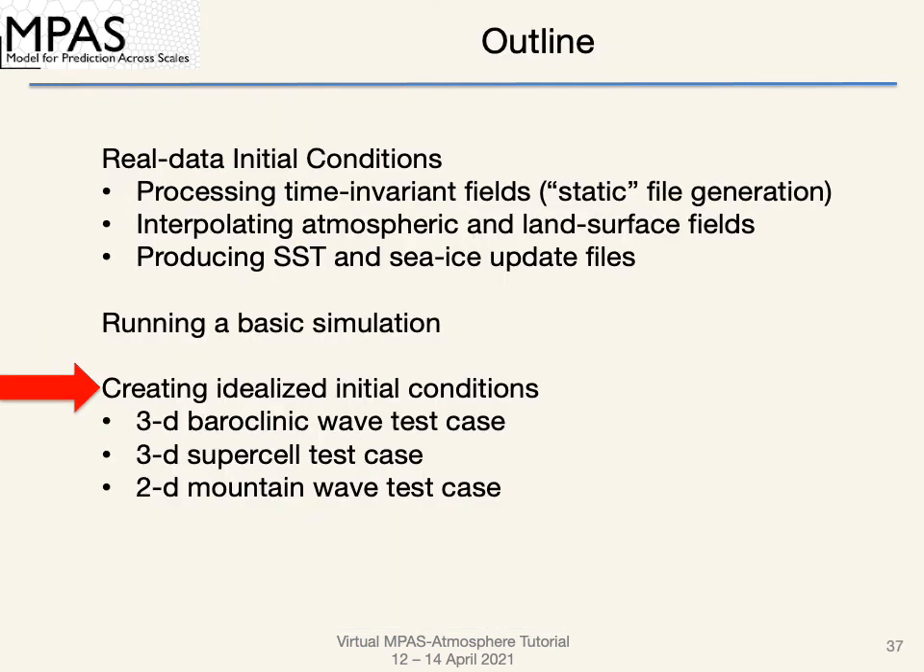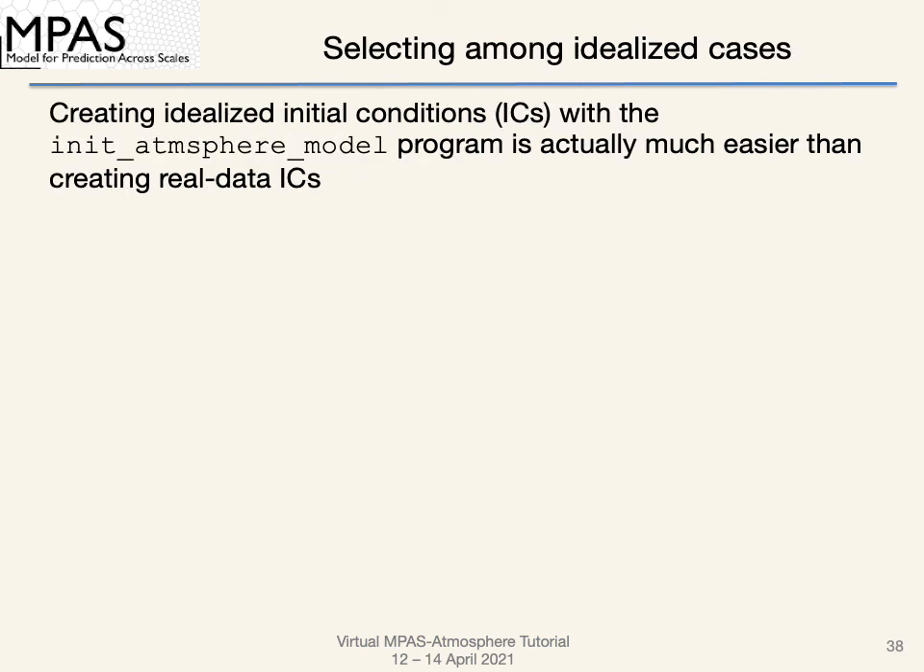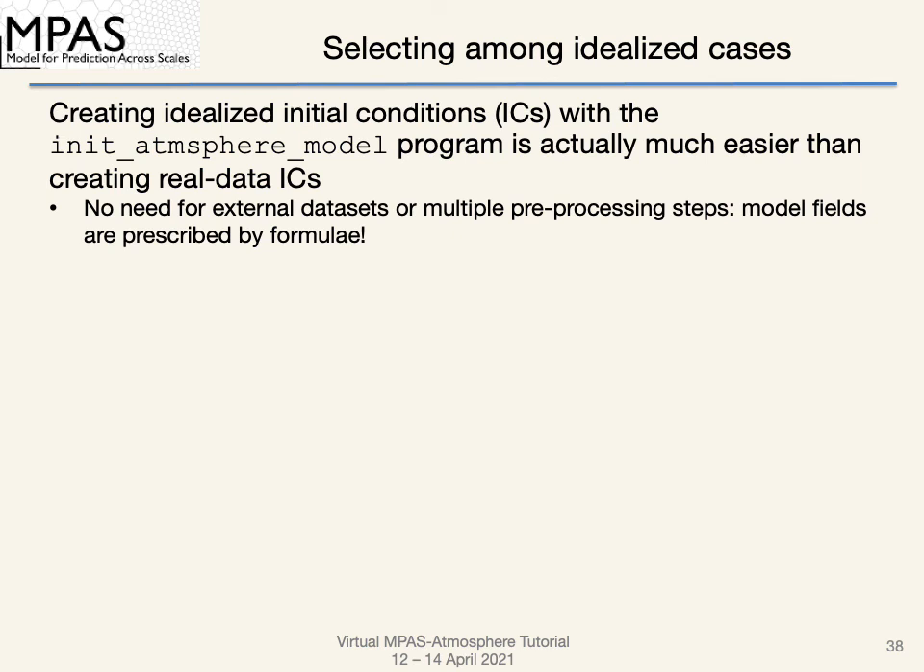So in the last part of this talk, we're ready to discuss how we can create idealized initial conditions for the model. If you're familiar with the process of creating real data initial conditions for the model, it turns out that creating idealized initial conditions is actually much, much easier. There's no need for external data sets or multiple pre-processing steps, because all of the model fields used in the initial conditions are prescribed by formulas. Essentially all that we need to do, besides providing a mesh on which we want to generate our initial conditions, is to choose the appropriate initialization case in our namelist.init_atmosphere file.